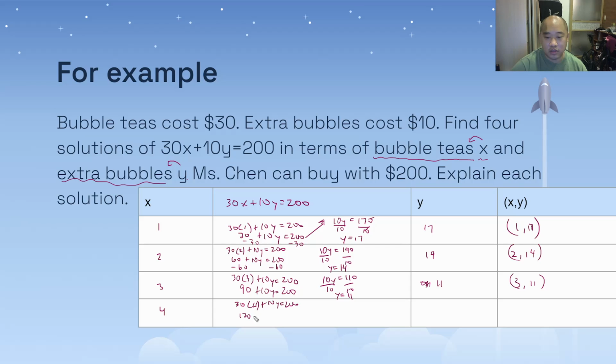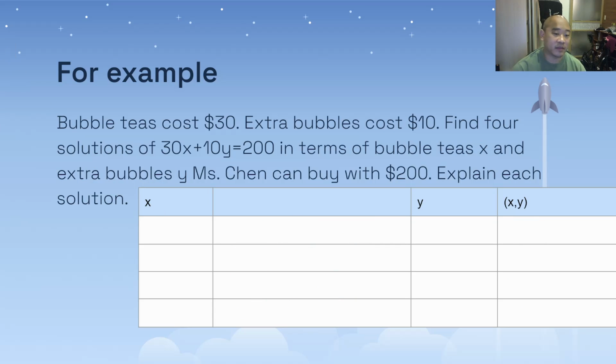So that's 120 plus 10y equals 200, minus 120 from both sides equals 80. So this is going to be 8. 4, 8. So if she got 4 bubble teas, she could get 2 extra orders in each tea. Yum. For those of you who love bubbles. I don't mind them. I don't love them that much though.